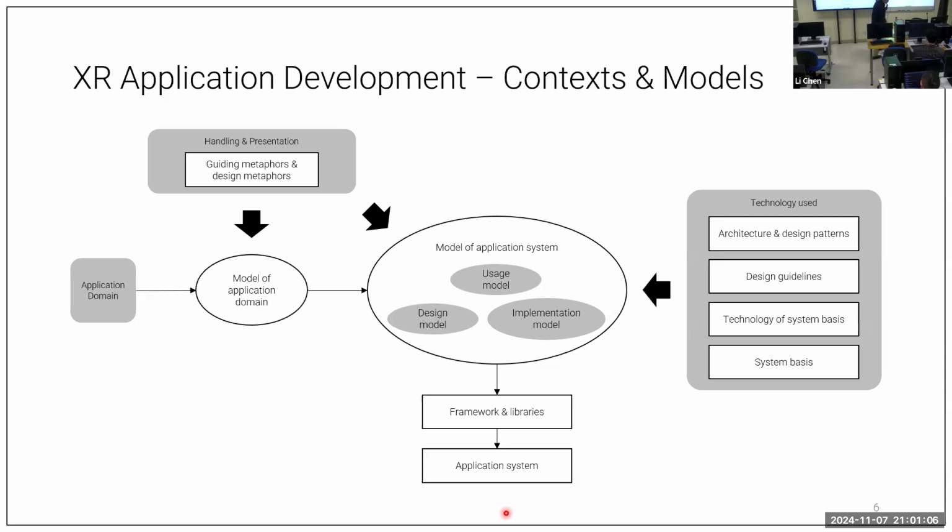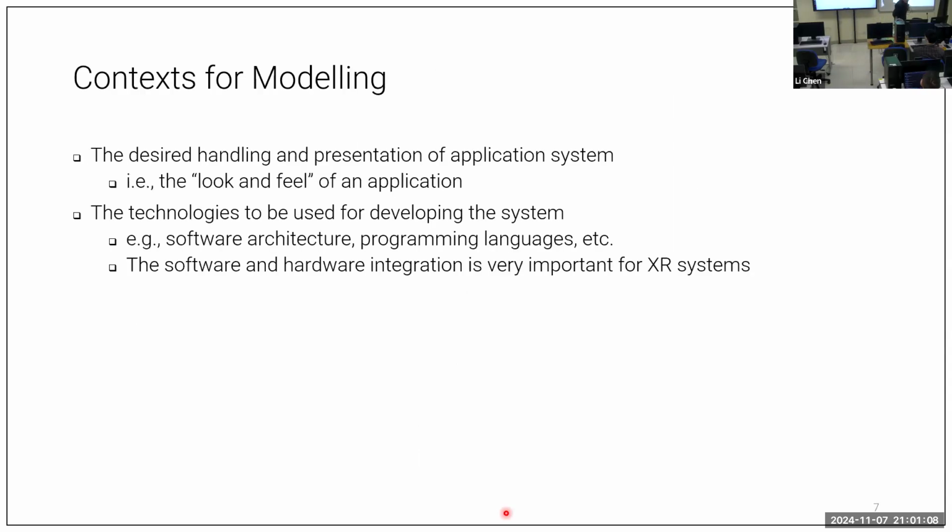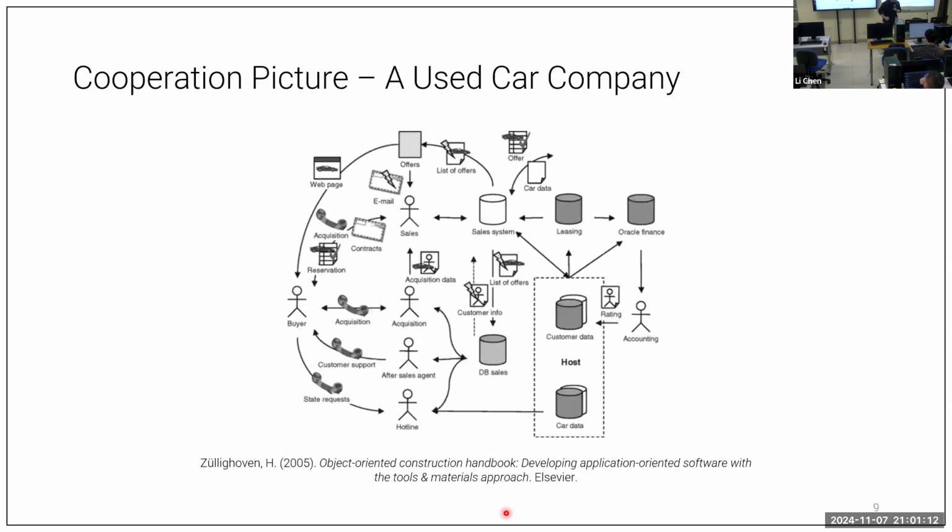Okay. So if no questions, then we move on to the next part. Okay, so this is about how we do application modeling. We use a particular tool that is called cooperation picture. I don't know whether anyone has ever heard about this before.